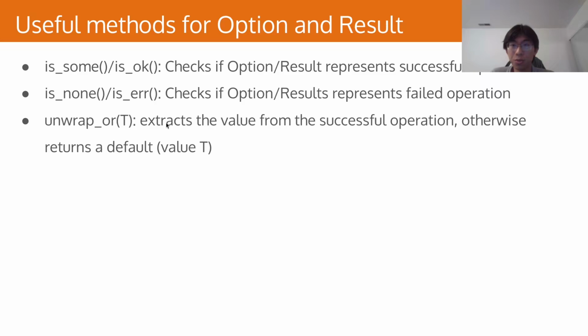The other function we can use is unwrap_or. So if the operation was successful, we would extract the value out, or if it was Err or None, this function will return the default value instead. So this is equivalent to a match arm that says if it was Some, we should return the value contained in the Some. Otherwise, we should return this other default value.